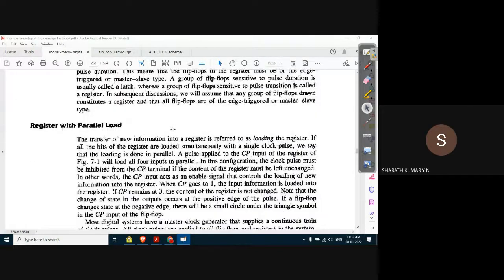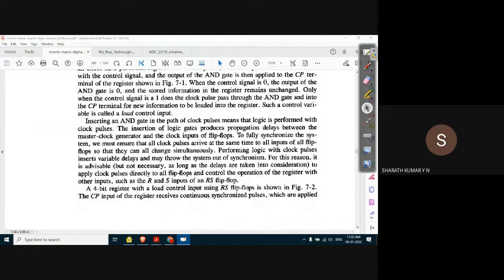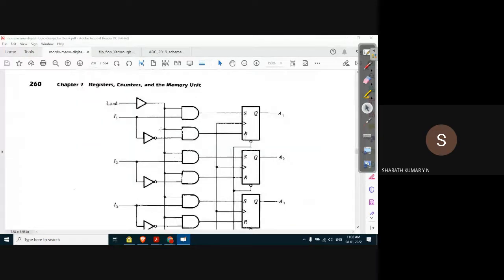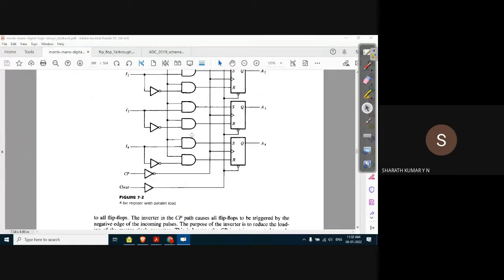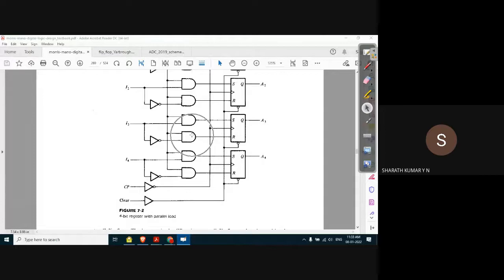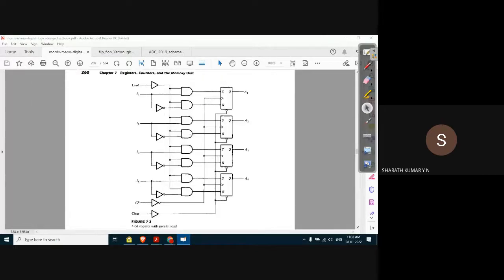Okay, register with a parallel load. Let us understand this now. This is a 4-bit register with a parallel load. What is the meaning of a parallel load?